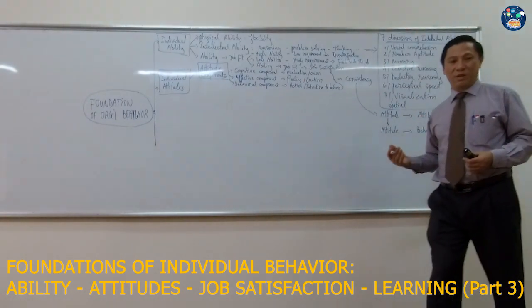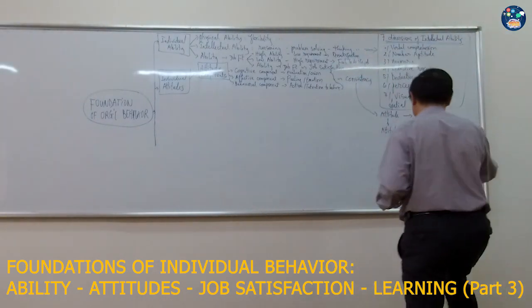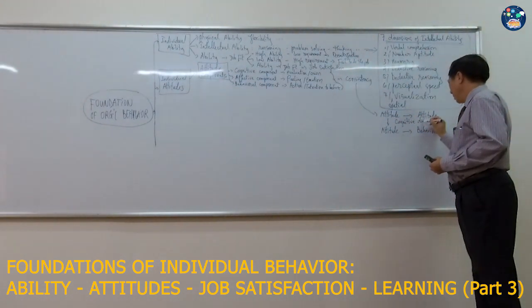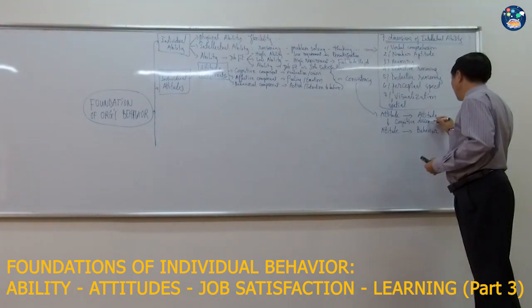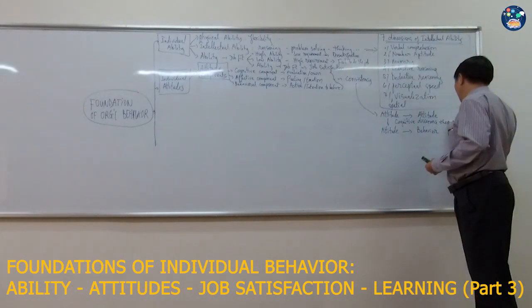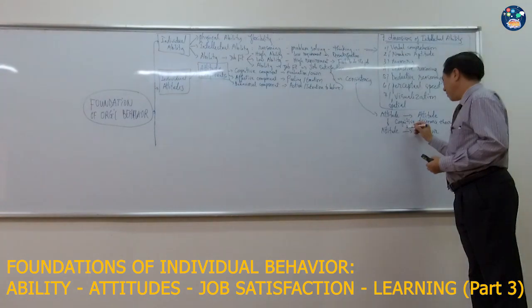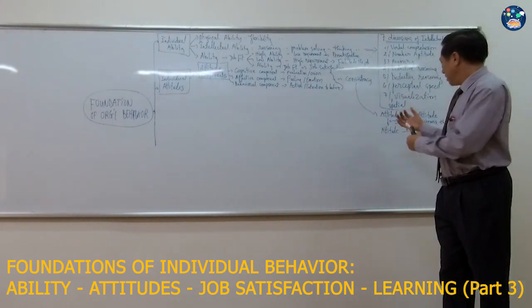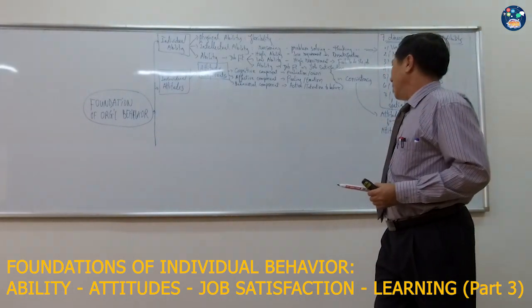So the cognitive dissonance theory helps us to understand that sometimes we have a gap between our attitudes and behavior. So we have to find a way to, let's say, fill the gap.